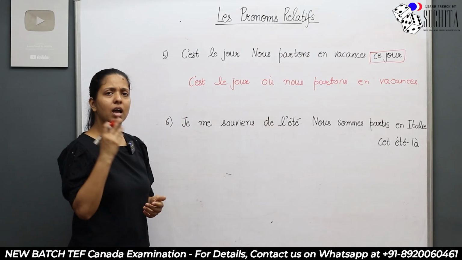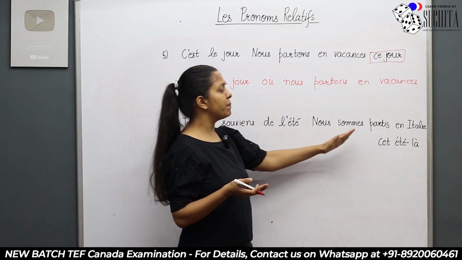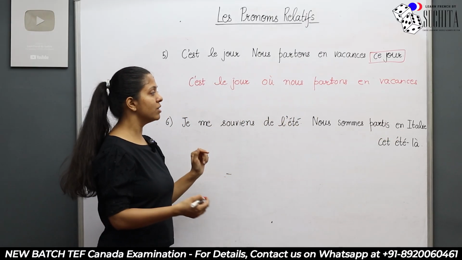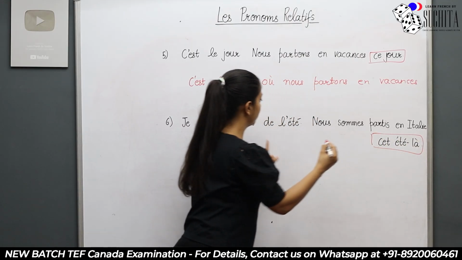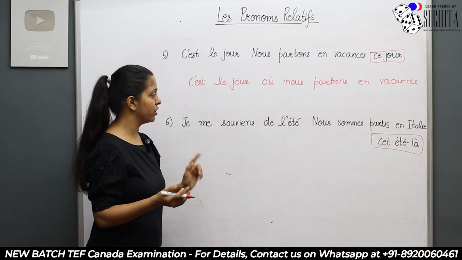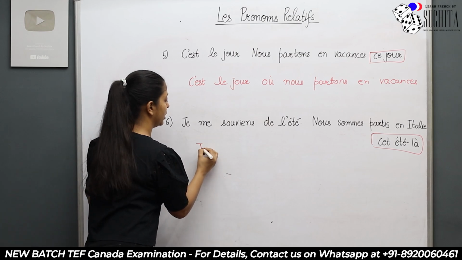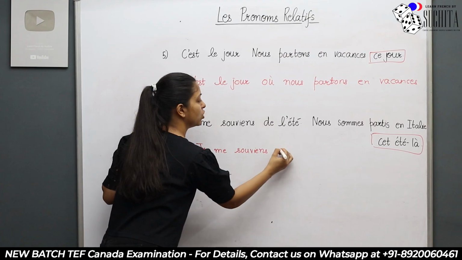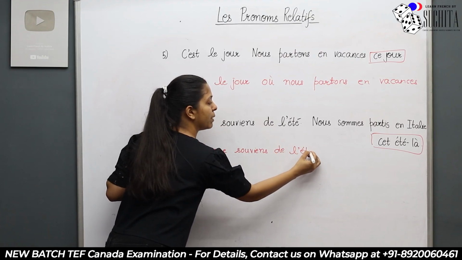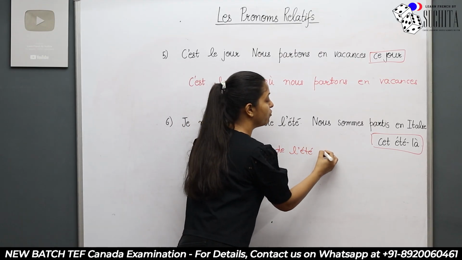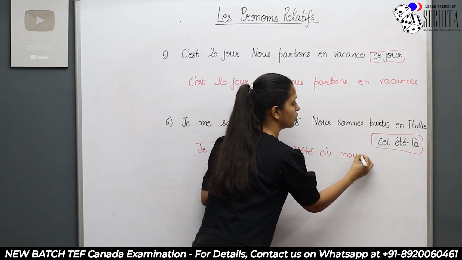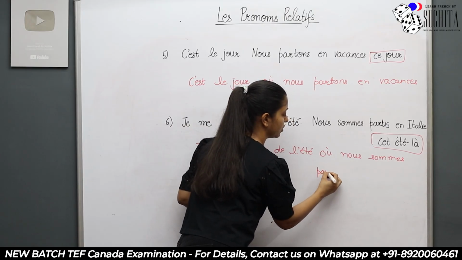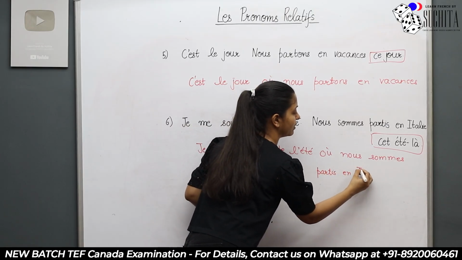Je me souviens de l'été. I remember about the summer. Nous sommes partis. We left for Italy that summer. So the repetition is that summer, and that's a time period. If you want to join the two sentences, it would be je me souviens de l'été où nous sommes partis en Italie. I remember about the summer when we left to Italy.